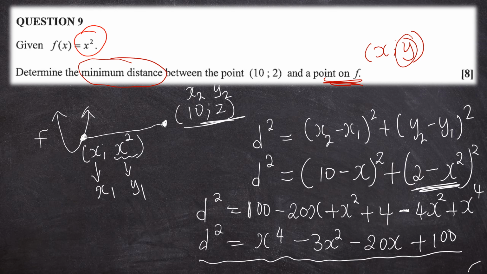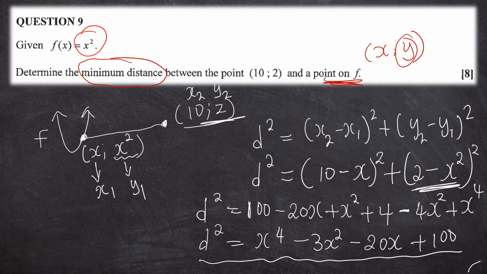If we want to minimize something or maximize something, what do we do? We have to first create an expression or an equation for that thing in terms of one variable. So in this case, we are using x as our variable. Then the second step is we have to derivate that equation in order for us to get those stationary points.